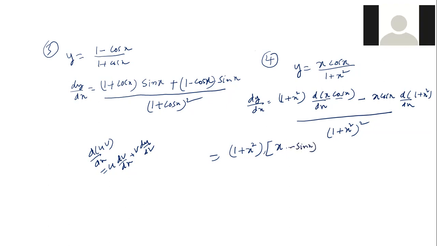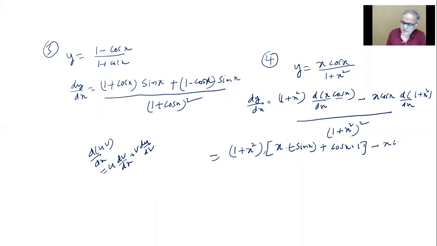Derivative of cos x is minus sin x. Plus cos x into derivative of x. Derivative of x is 1. Everything else remains same. But here, d of 1 plus x square by dx. 1's derivative is 0, x square derivative is 2x. Whole divided by.